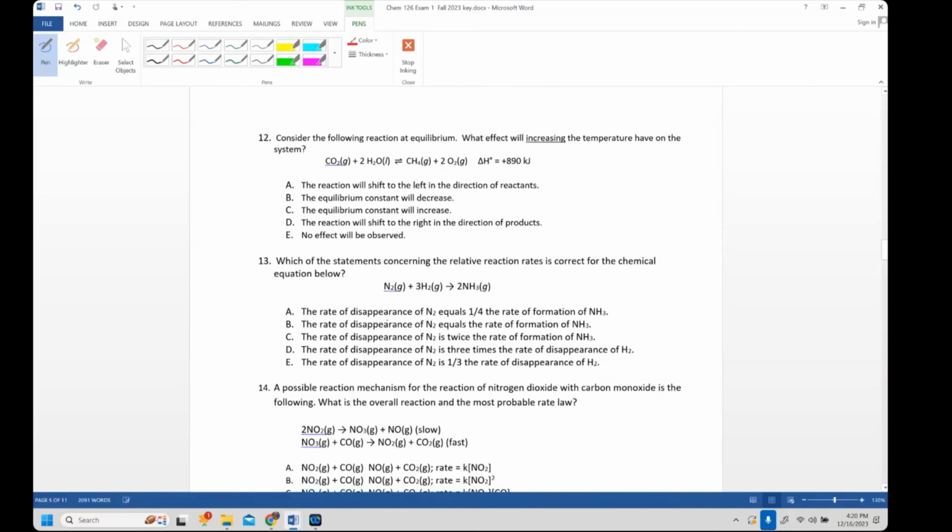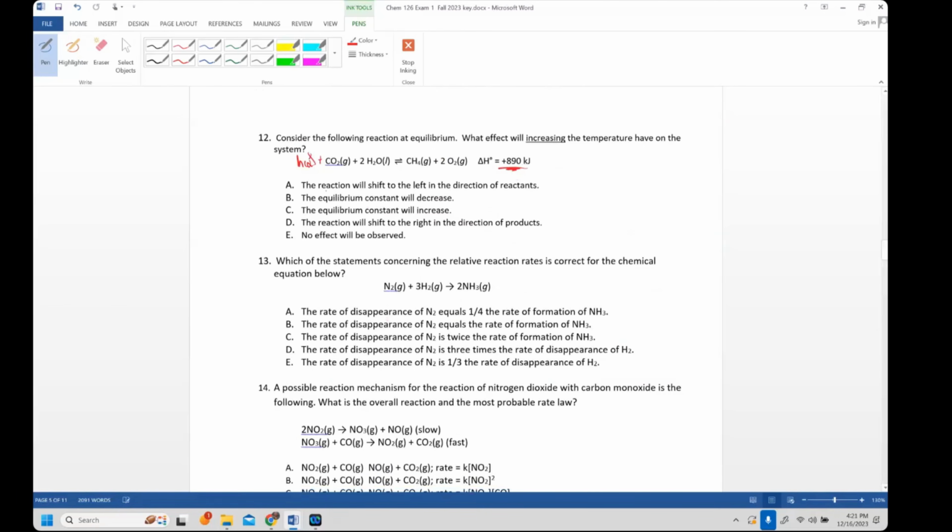All right, next. Number 12, consider the following reaction at equilibrium. What effect will increasing the temperature have on the system? Now, whenever you have a question of what effect on equilibrium will it have, always think Le Chatelier's principle. When you're given exothermic or endothermic, in this case endothermic because delta H is positive, you can put in heat and use heat as a reactant or a product.